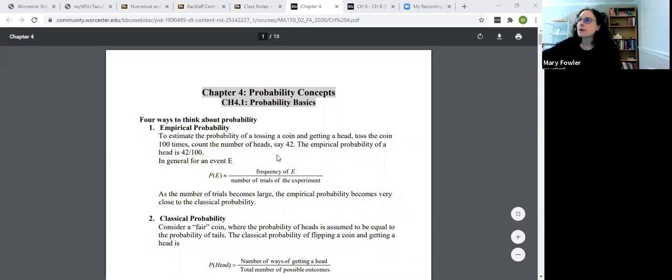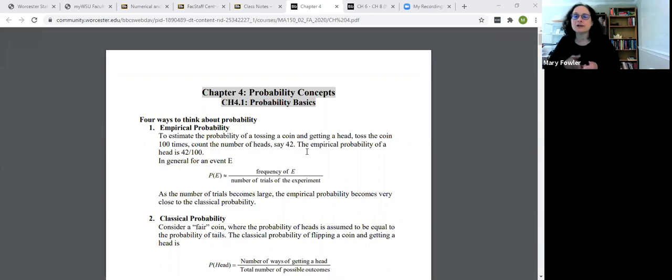So an empirical probability is the probability of seeing something occur, repeating an action over and over and over again, and determining what the percentage or the probability of a particular outcome of that experiment is. So in particular, I have this example here, empirical probability, right? The example is to estimate the probability of tossing a coin and getting a head. Toss the coin 100 times and count the number of heads. Say there's 42 of them. Then the empirical probability of getting a head is 42 out of 100.